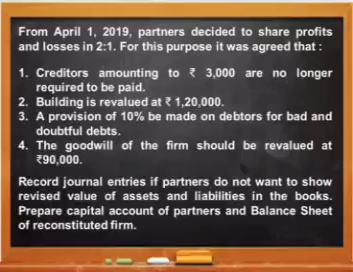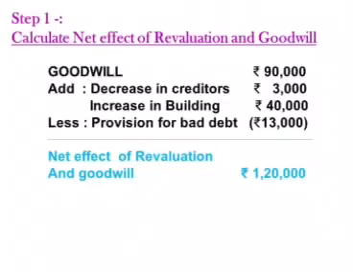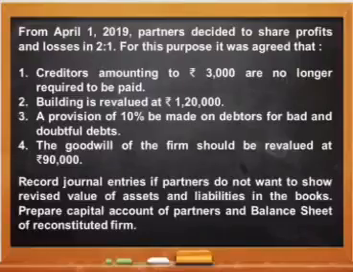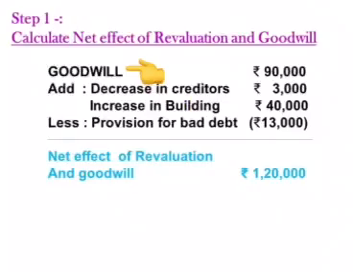Let's start the solution. In step 1, we find out the net effect. In this question, goodwill is also given in the adjustment, and the revised value of the asset and liability is also given. So first we add goodwill. Goodwill is mentioned as 90,000 rupees.